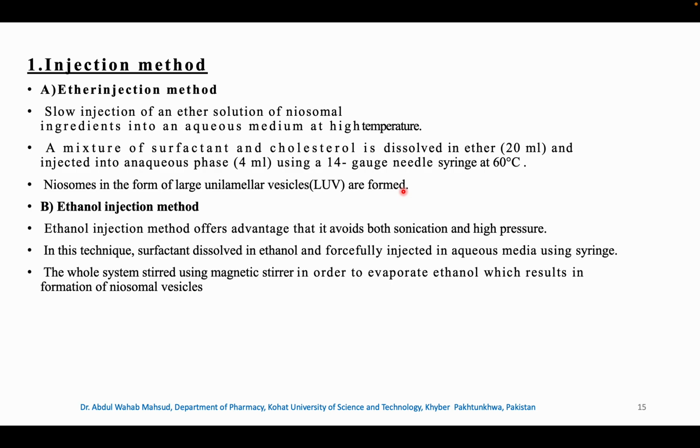If you want to prepare unilaminar vesicles that are large, then we should use the ether injection method. Another injection method is the ethanol injection method. The ethanol injection method offers the advantage that it avoids both sonication and high pressure. In this technique, surfactant is dissolved in ethanol and forcefully injected into aqueous media using a syringe. The whole system is stirred using a magnetic stirrer in order to evaporate the ethanol, which results in the formation of niosomal vesicles.